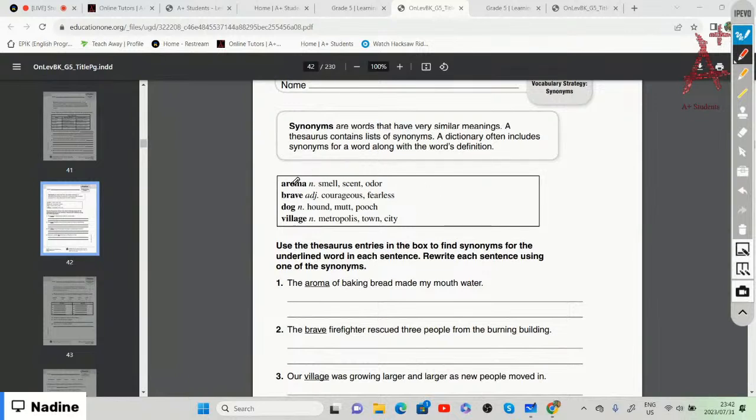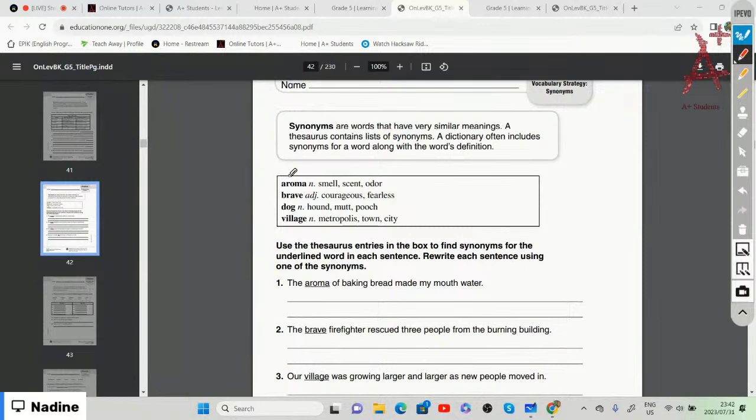We'll give you the word, for example, aroma. We'll tell you that maybe it's a noun, adjective, verb, or so on. So in this case, aroma, N means that it's a noun. And the words that are similar in meaning to aroma can be smell, scent, or odor. These are the three words that are similar or almost the same in meaning as aroma.